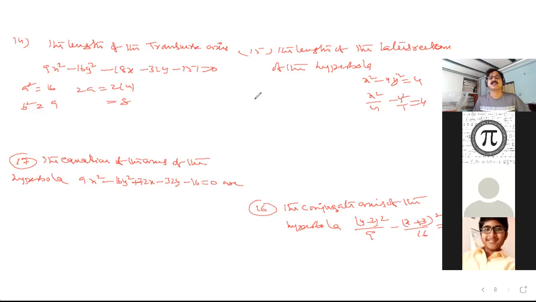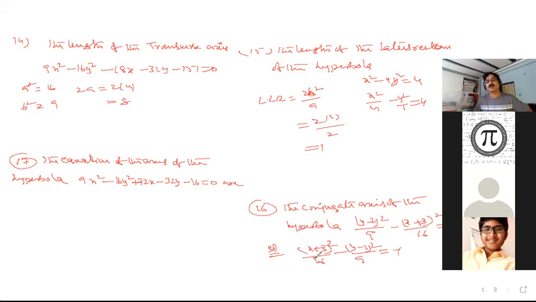Length of latus rectum LLR is equal to 2b square by a. Direct formula. b square is 1, a is 2, so this is also 1. And here you see this is not in proper order. So first thing you have to do in this question is write x plus 3 whole square by 16 and y minus 2 whole square by 9 is equal to minus 1. Now you have to tell what the conjugate axis is. You know very well the conjugate axis in the equation. Everything is there in the question itself. You have to tell the answer.